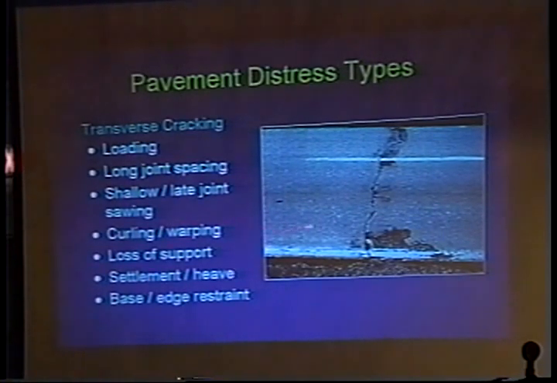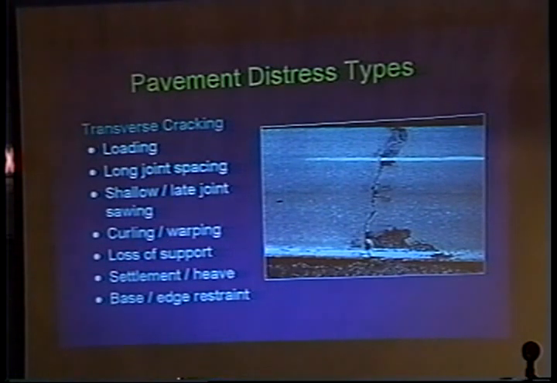Curling and warping: if you have temperature gradients or moisture gradients in the early stages of concrete pavement, between the top and the bottom of the slab, it could cause the slab to curl and warp. Again, with the shorter joint spacings nowadays, it's a function of the slab length, and you're getting fewer of the problems associated with curling and warping because of that.